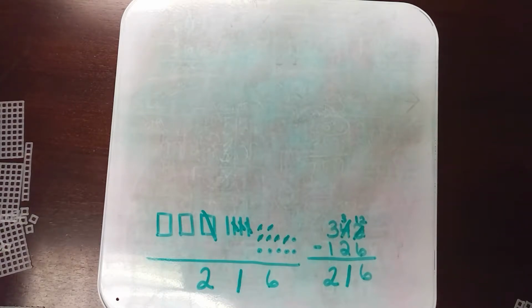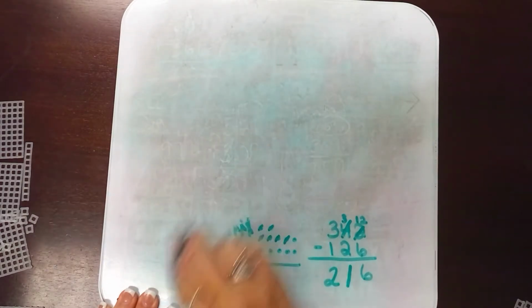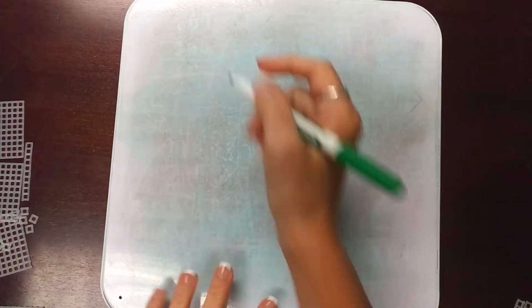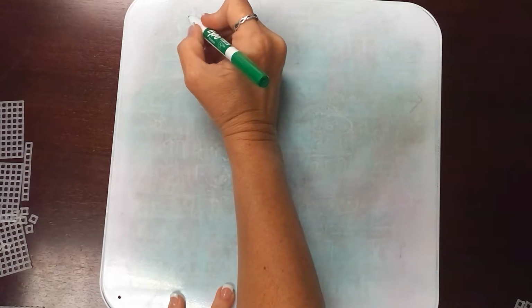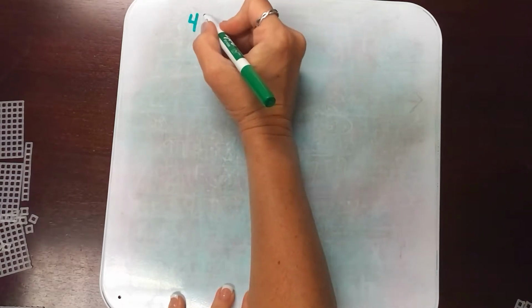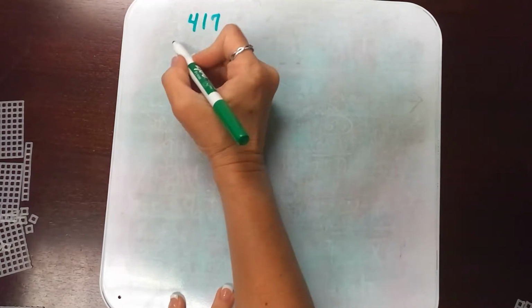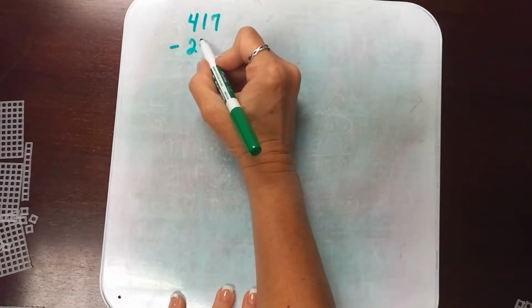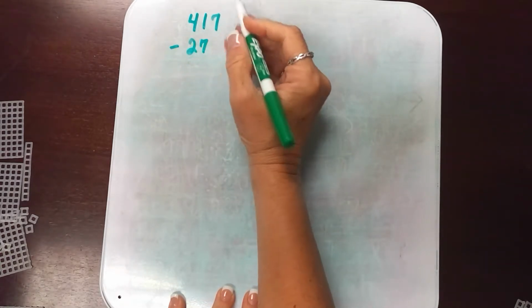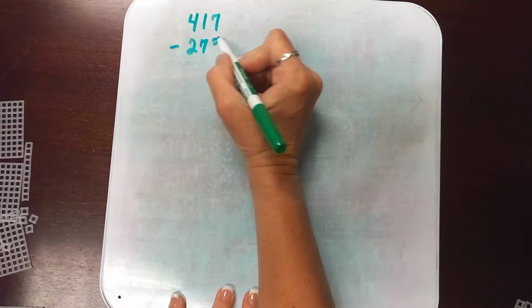Okay? All right, so we've done concrete with base 10, we've done pictorial base 10 pictures. Now, let's look at our pictorial open number line for subtraction. So I'm going to do 417 minus 273.